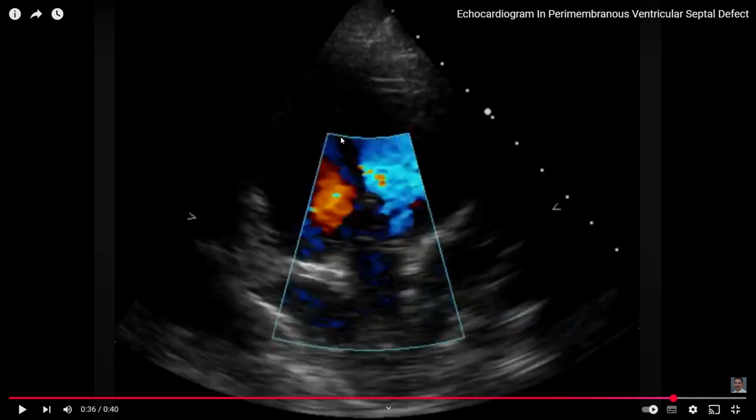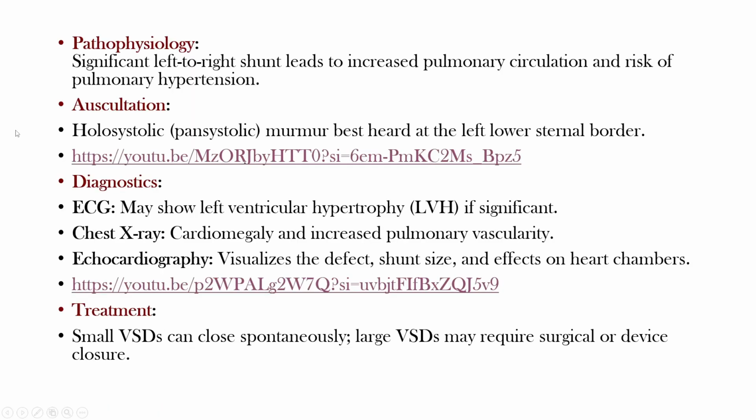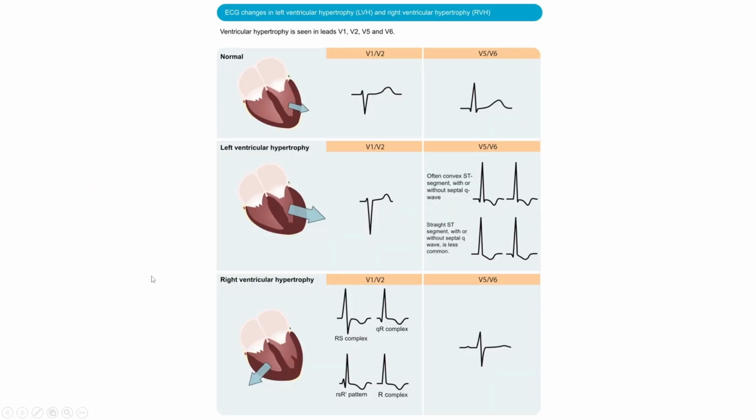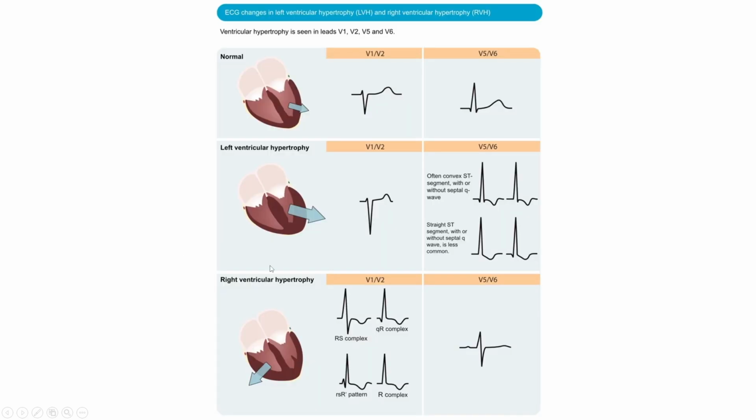And from our knowledge, here will be the muscular, so this one is probably perimembranous. This is actually perimembranous. I didn't see that, I swear. Just my diagnostic power. So, yes, this is the echo. For the treatment, the small one can close spontaneously, but the large one may require surgical or device closure.